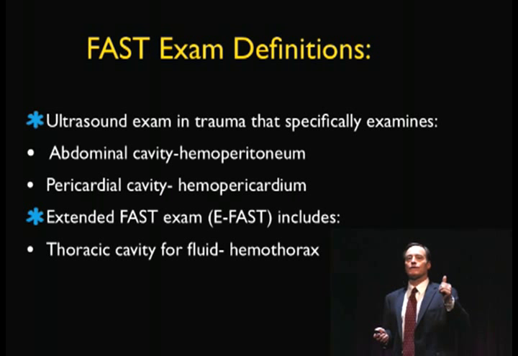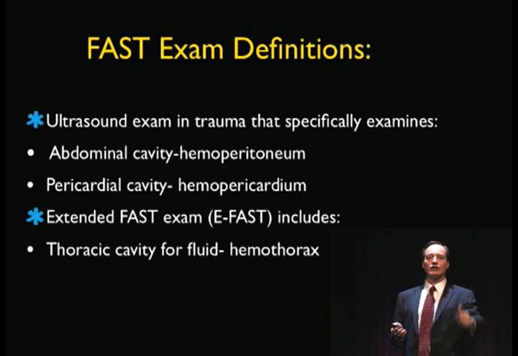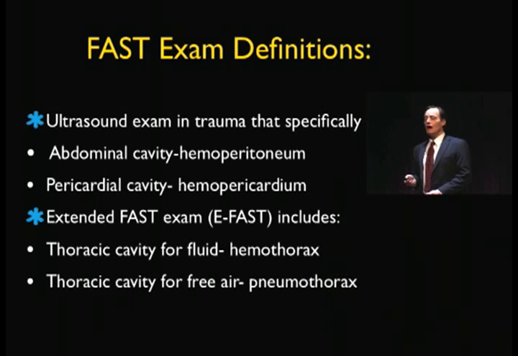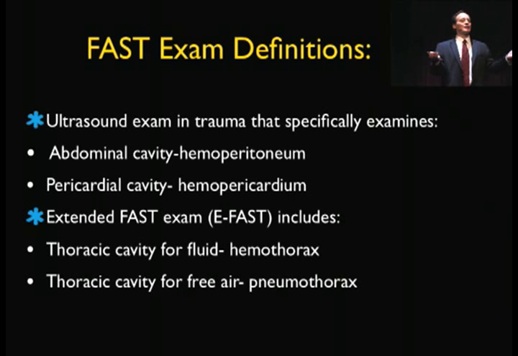First of all, we're going to look for fluid, which in the trauma patient is going to be a hemothorax, may need a chest tube, has to go in. We can also add on views looking for free air. So it's actually pretty easy to look for pneumothorax.